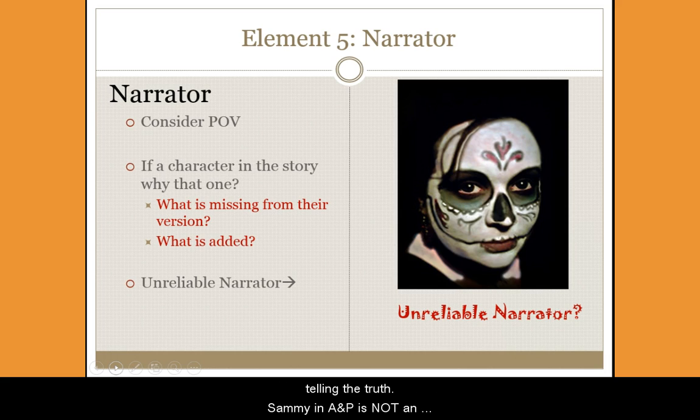Sammy in A&P is not an unreliable narrator. Would other characters tell his story differently? Of course. But overall, Sammy is not lying to us. Consider this. You wouldn't call your grandfather, who tells a good story about being in the war, an unreliable narrator. But you might question the reliability of your drunk uncle who constantly talks about being abducted by aliens.